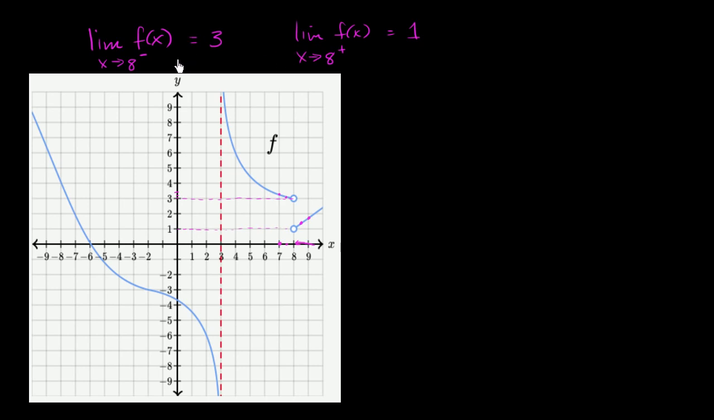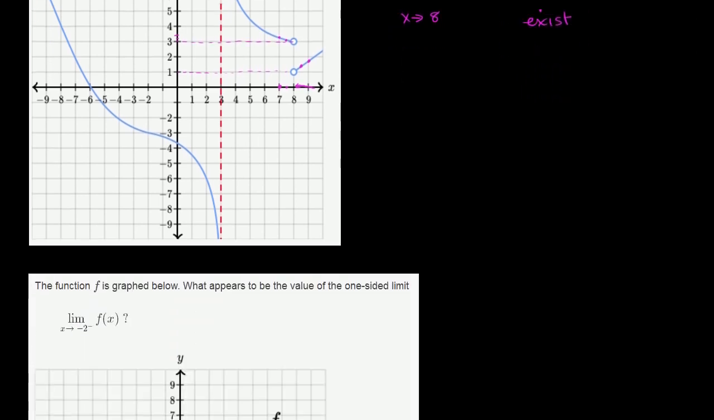So the non-one-sided limit, or the two-sided limit, does not exist as we approach 8. So let me write that down. The limit of f of x as x approaches 8, because these two things are not the same value, this does not exist. Let's do one more example.